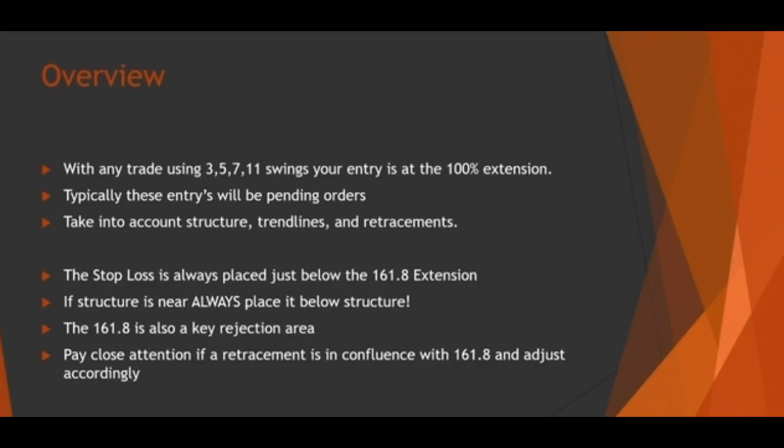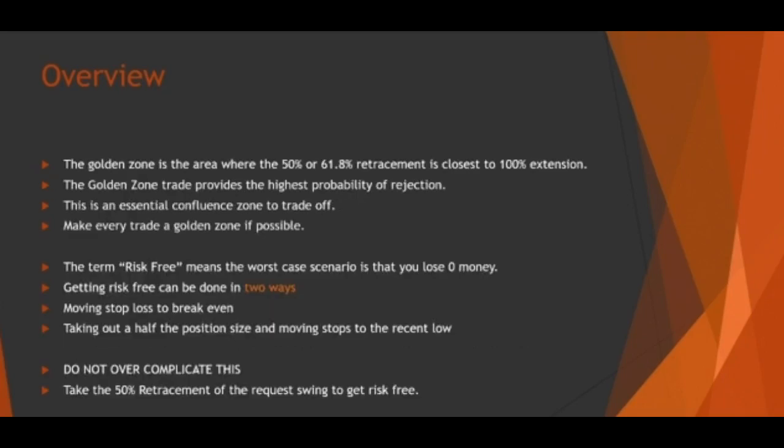Finally, always pay close attention if a retracement is in a confluence zone with 161.8, and maybe enter off of that and adjust accordingly. So we're always adjusting here. There's no one set way of doing this.